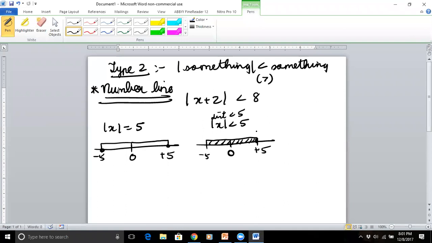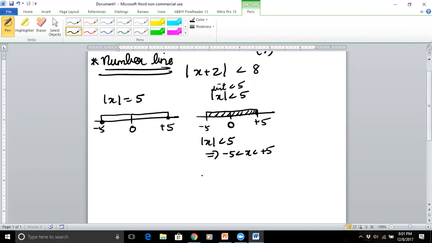Agree? If I have to travel a distance of less than 5 units from the origin, I can travel to any point in between minus 5 and plus 5. So if mod of x is less than 5, then the range of x will always be from minus 5 to plus 5. So putting this in a general form, if mod of x is less than a, the range of x will always be from minus a to plus a.